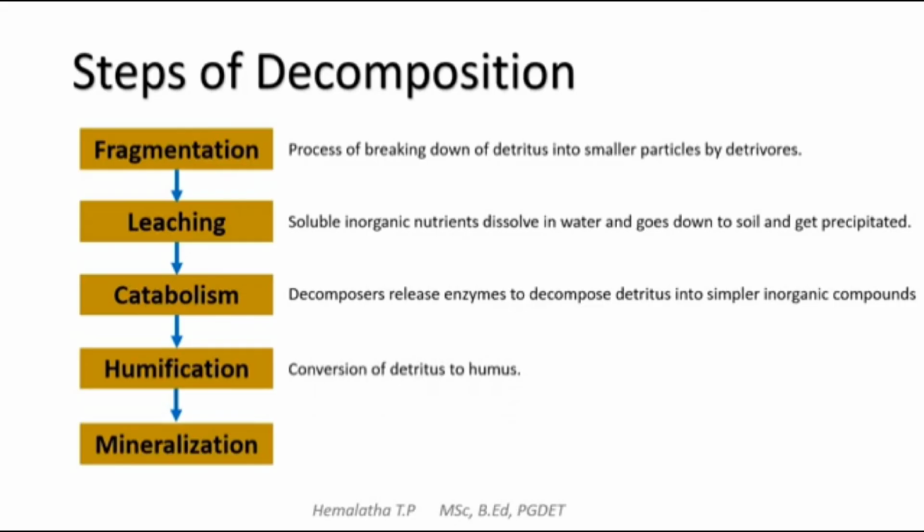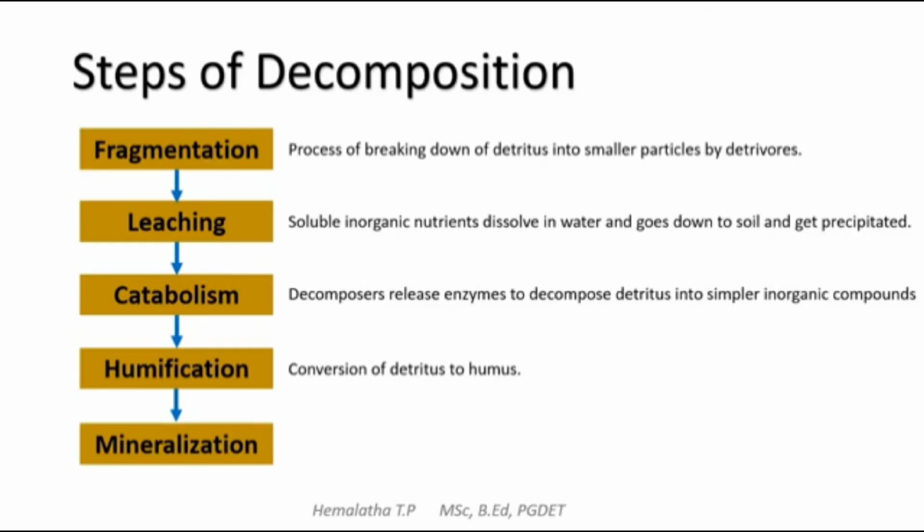After this catabolism process, the conversion of detritus into humus will take place. You might have seen near your home, if you throw any vegetable waste or fallen leaf waste into your garden, after some days whatever you had thrown will turn into some darkish colored thing, that is called humus. This humus is nothing but the end result of the decomposition process.